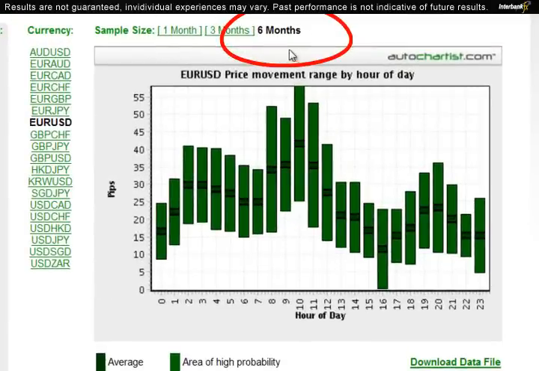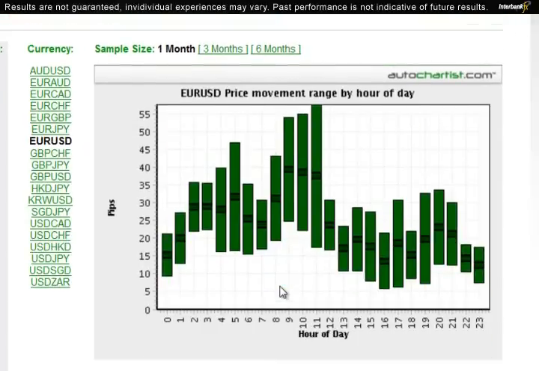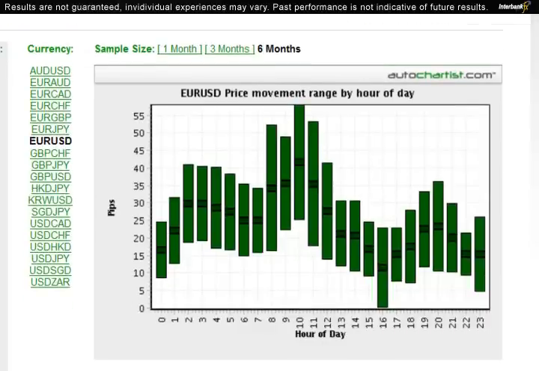Remember that this is a larger sample size here. And by the way, look at the price scale, 0 to 55. Okay, and then take a look at the type of movement we've seen over the last 1 month. Quite different, right? Here's the last 1 month. Here's the last 6 months.